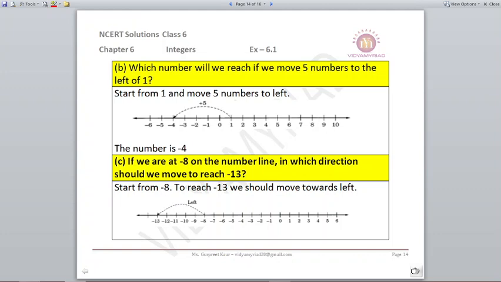Next, if we are at minus 8 on the number line, in which direction should we move to reach minus 13? I have to start from minus 8 and reach minus 13, which is on the left of minus 8. So I have to move towards the left side.